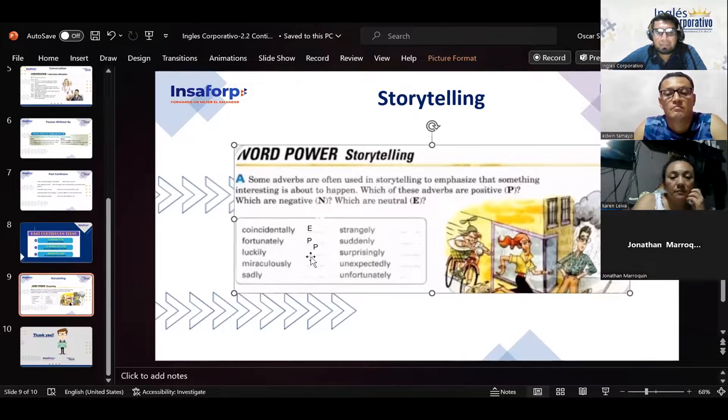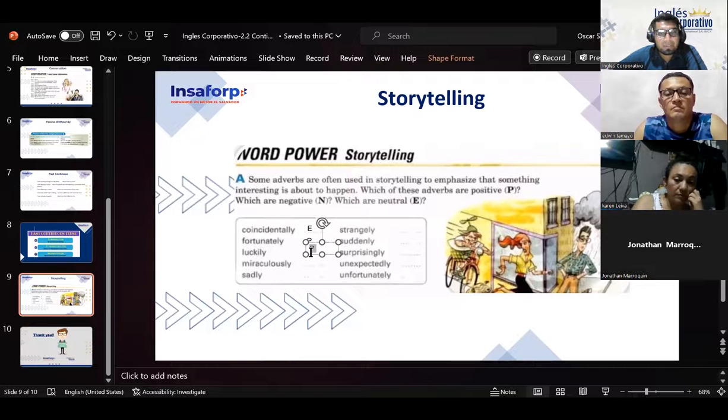So yes, luckily, once again, it would sound as if it's a moment of sudden luck, a moment of certain energy going your way, because you had one of those moments when the rest of the things probably were not going the best, but then something nice happens. How about miraculously? What do you think, Jonathan? Is it something positive, negative, or neutral?